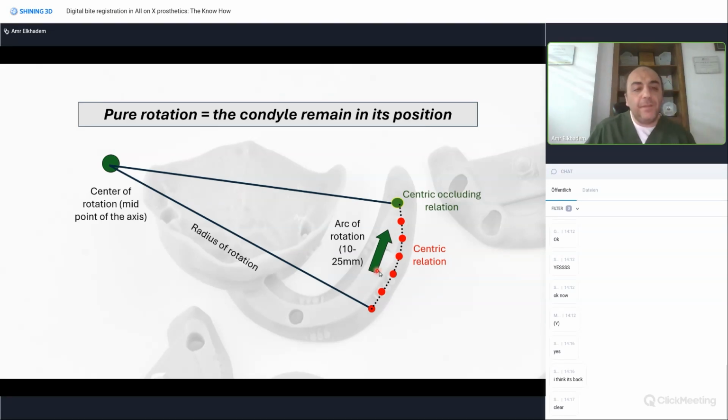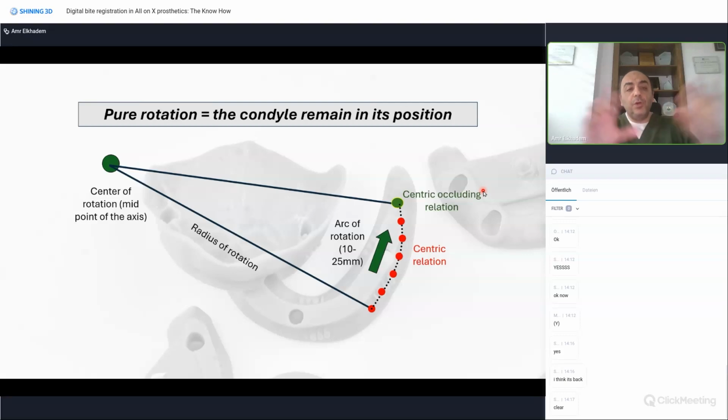And actually, if you look at this, if this is the condyle and this is the incisor point, this one is centric, this is centric, this is centric, this is centric. All this path, we can consider the condyle centric. But when we have an exact vertical dimension of occlusion, the only centric relation that coincides with the proper vertical dimension, we call the centric occluding relation.